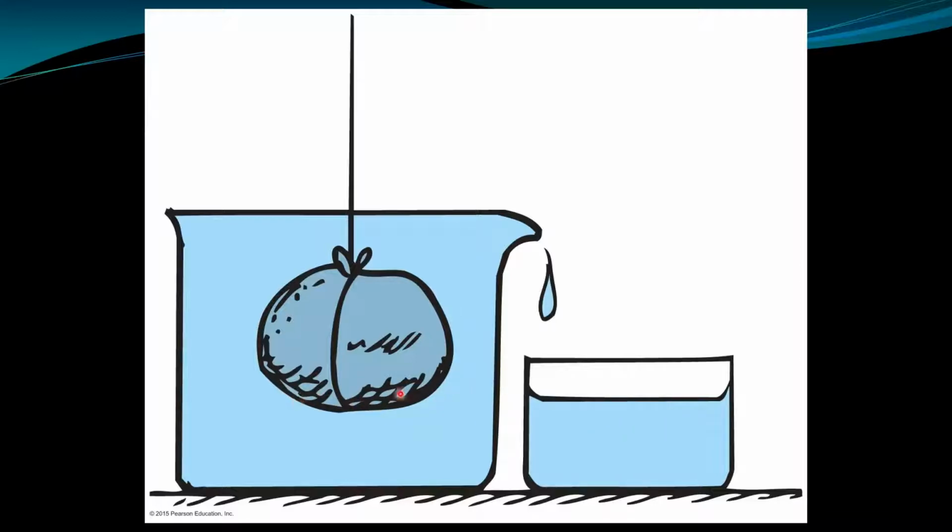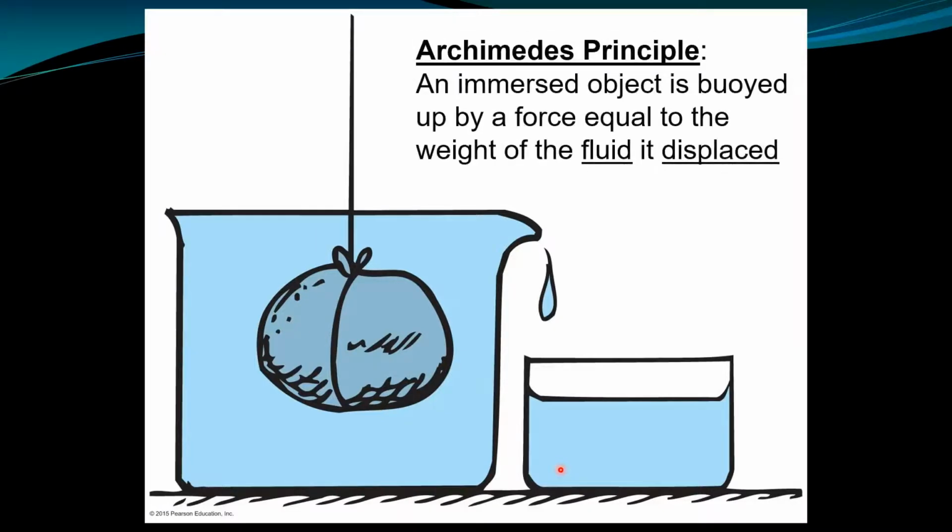Now, the total volume of this rock should equal the total volume that was pushed out of the way, because it's completely submerged under the water. The Archimedes principle states that the immersed object is buoyed up by a force, so that's the buoyant force, that should be equal to the weight of the fluid it displaced. Or in other words, if we measure the weight of this water over here now, that should tell us the buoyant force that's pushing up on this rock.